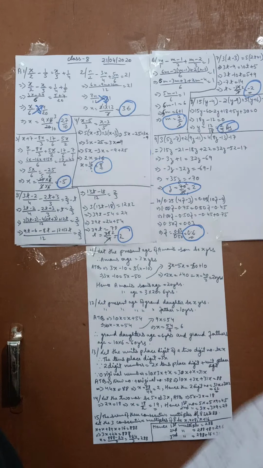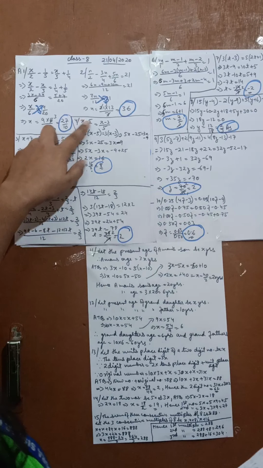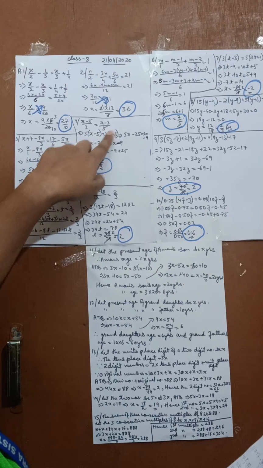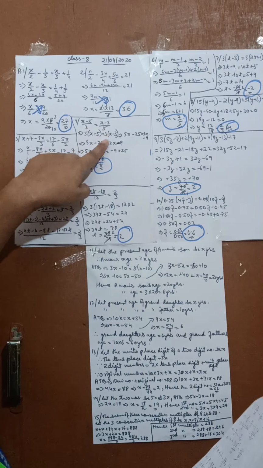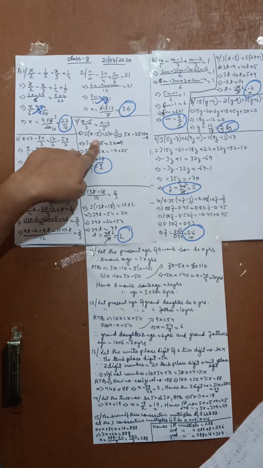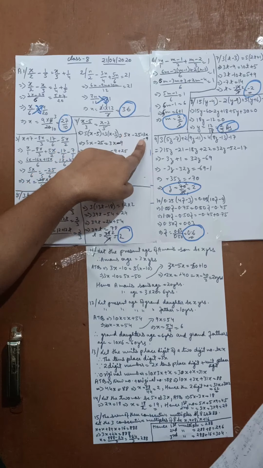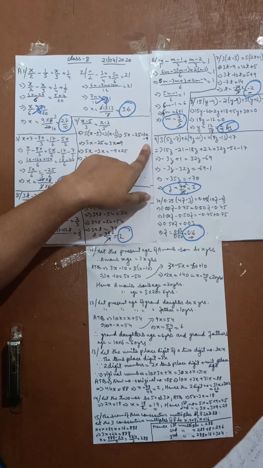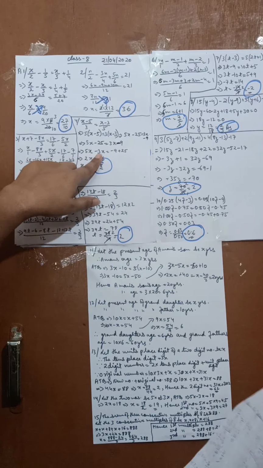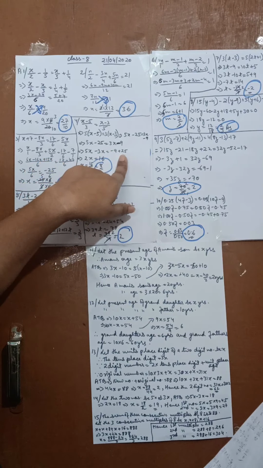Let's move to question number 4. Question number 4 is x minus 5 divided by 3 is equal to x minus 3 divided by 5. So here we will cross multiply it. So 5 into x minus 5 is equal to 3 into x minus 3. It becomes 5x minus 25 is equal to 3x minus 9. So 5x minus 3x is equal to minus 9 plus 25.